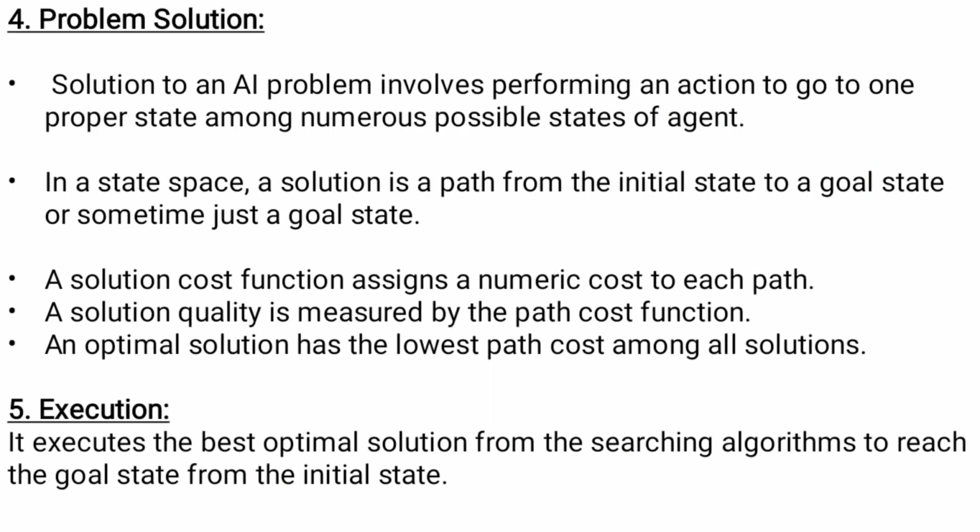Then problem solution. A solution to an AI problem involves performing an action to go to one proper state among numerous possible states of the agent. That means a problem solution has to compare the different alternatives available to the problem solving agent, and out of that it has to select one best solution. In a state space, a solution is a path from the initial state to a goal state. That means it shows what steps are required from initial state to goal state. That is a problem solution.